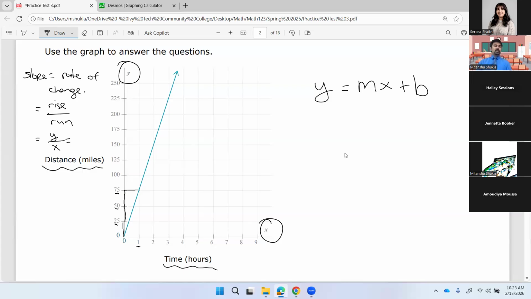So what is my slope? It's 75 over 1. Now, numbers are meaningless unless I give them meaning. That 75 represents miles. That 1 represents hour. So what is my slope? My slope is 75 miles per hour. Look at that. Any questions?